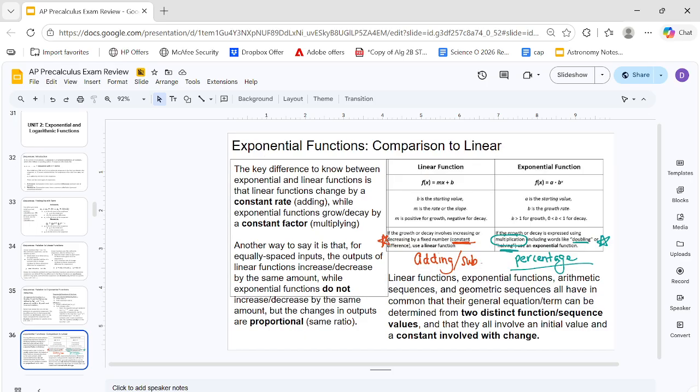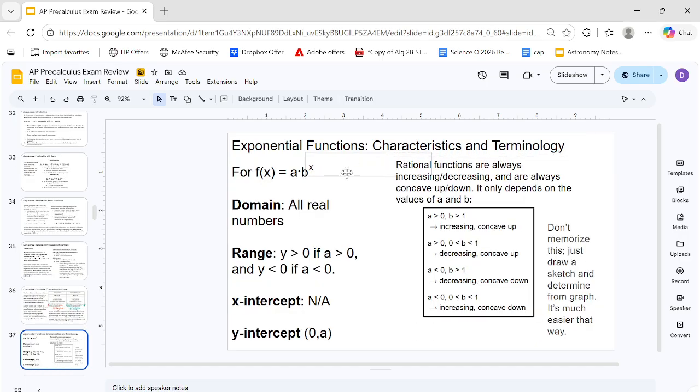Yeah, so exponential functions change by constant factor, while linear functions change by constant rate. So that's the important difference. So characteristics of basic exponential functions: domain is all real numbers. The range, it depends on what the value of a is, but it's either going to be from 0 to infinity or negative infinity to 0. There's no x-intercept. It doesn't cross the x-axis, and the y-intercept is just (0, a). So whatever that initial value is.